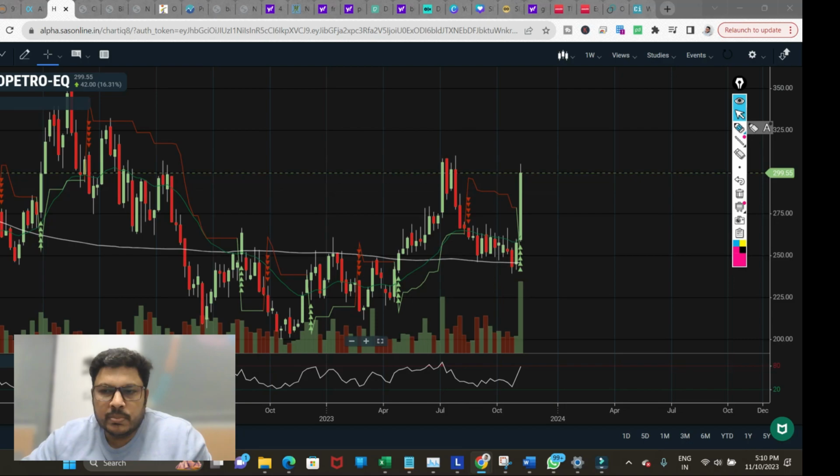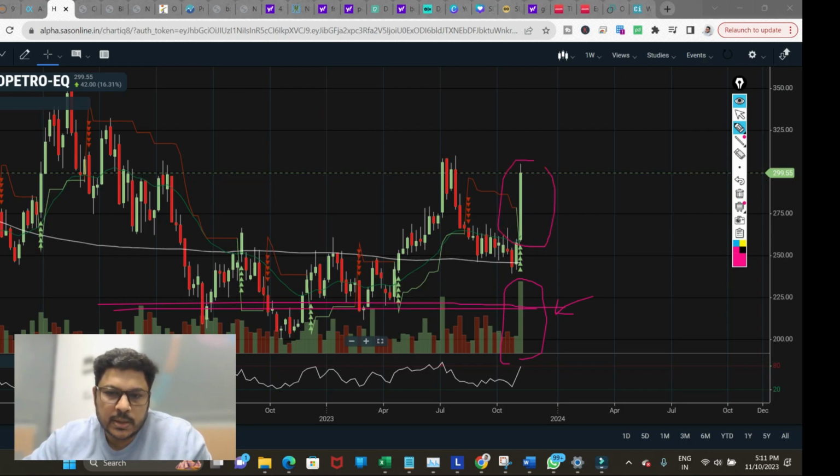Hind Petro has given a massive entry, and it's an entry with volume. Look at the volume here. The volume is pretty high, it is above the average volume of Petro, and it's a pretty solid elephant bar. Okay, and it is giving you an entry on super trend, and it is bouncing from 200 period average, which is very good. And let's try to look at the trend.